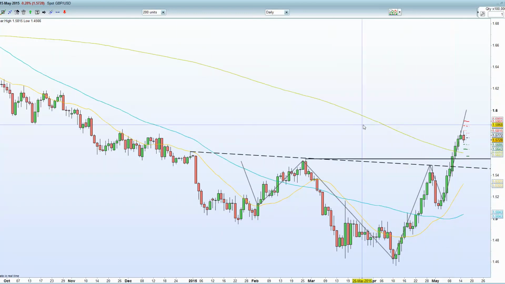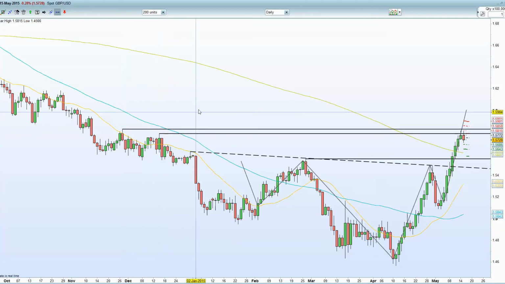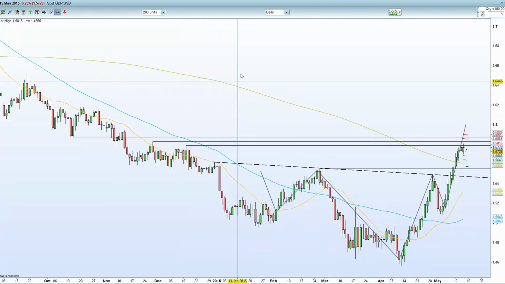So a stronger sterling obviously is negative for exports, and that's one of the reasons what's weighing the FTSE 100 down and not allowing it to propel higher even with a weaker dollar.